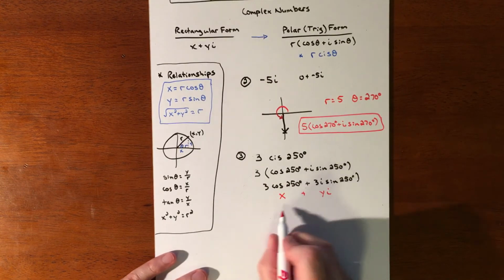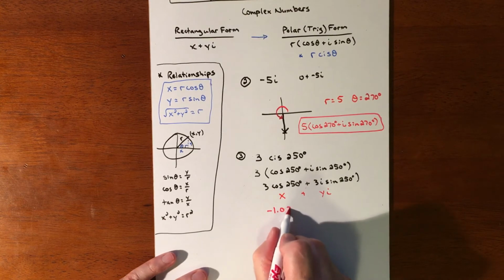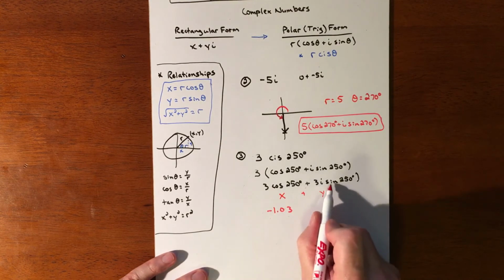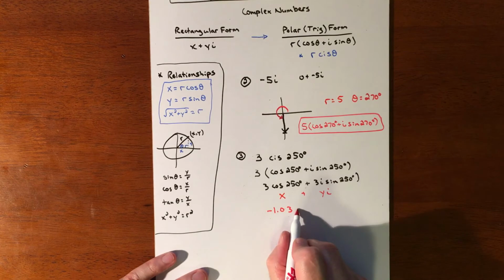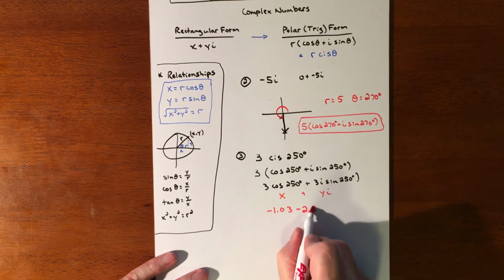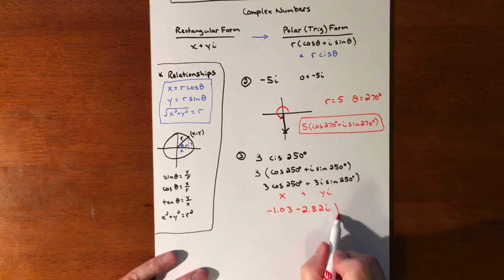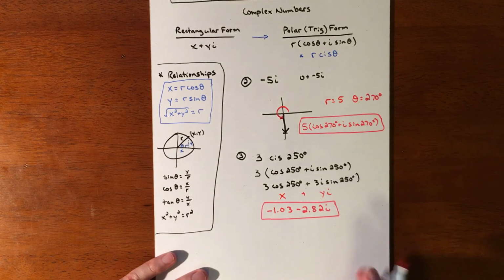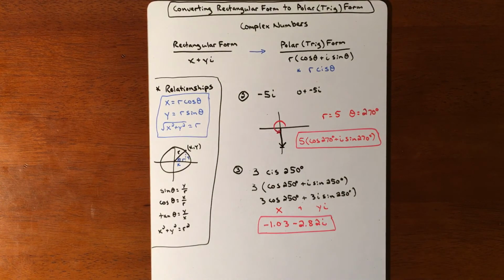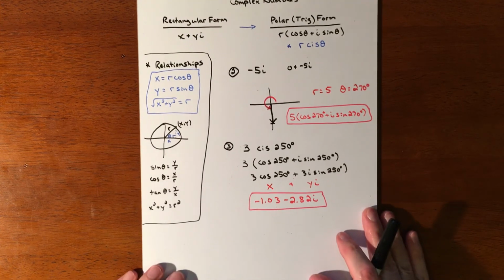If you plug that into the calculator, it's going to get you a negative 1.03. And then when you plug this right into the calculator, it's going to get you a negative 2.82. And we tack an i onto it. So that's a very straightforward one. They're not all going to be like that, but that's definitely a calculator problem because your reference angle, if you were to draw this, 250 degrees is like a 70-degree reference angle, which is not something that I'm familiar with.